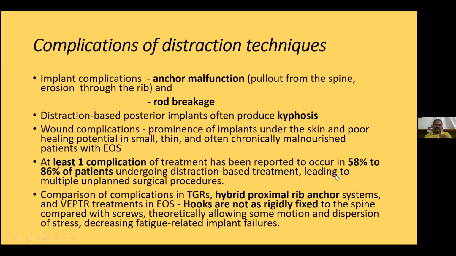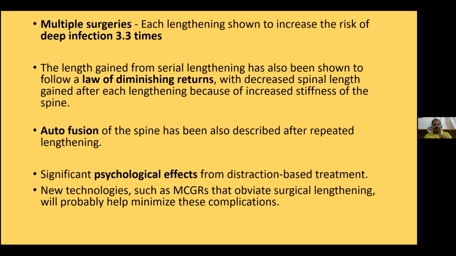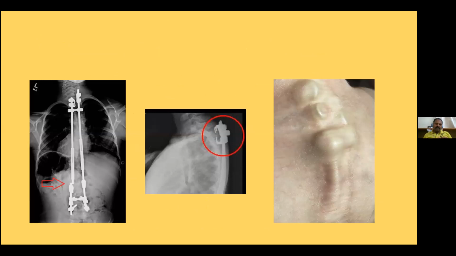So they say that the proximal rib anchors, the hooks, are better because they are less rigid. So pull out is not common with hooks. And then because of repeated surgeries every 6 months, deep infections, sometimes autofusion, and there are some psychological effects associated with multiple surgeries. Of course, new technologies like the magic rods have minimized all these complications of distraction techniques.